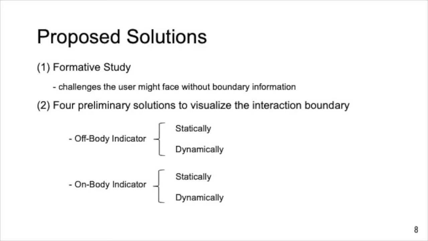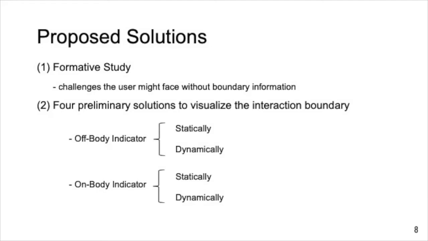Due to the lack of related work, we did a formative study to examine the challenges that a user might face when interacting with AR HMDs without boundary information. Then, based on the participants' comments, our observations and interviews, we proposed two preliminary solutions to visualize the interaction boundary of AR HMDs. One is an off-body indicator, that mimics Oculus Rift. The other one is an on-body indicator, that mimics Meta 2 AR HMD.